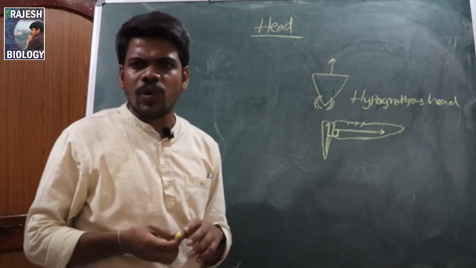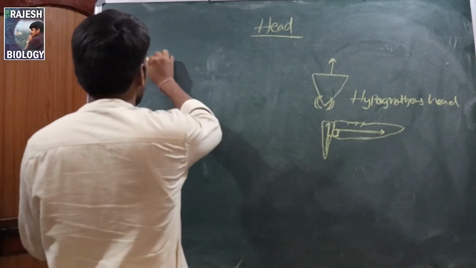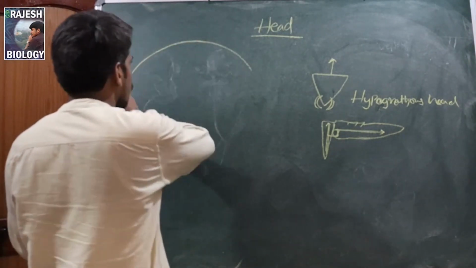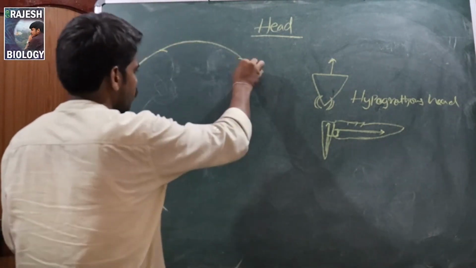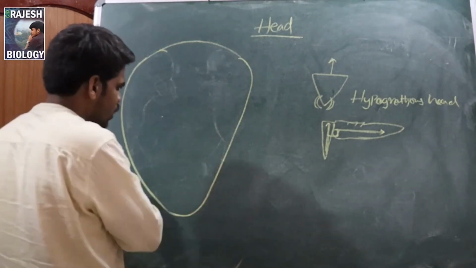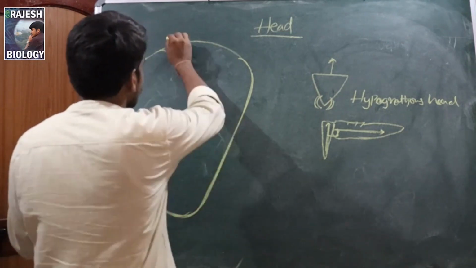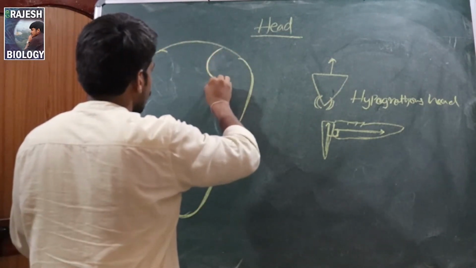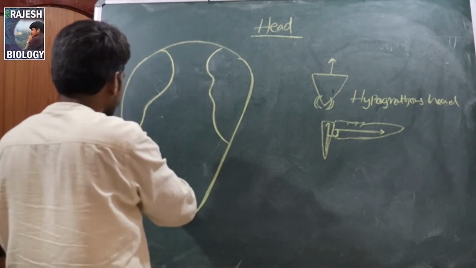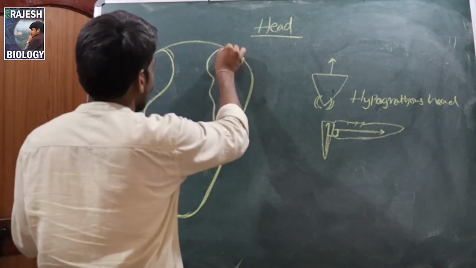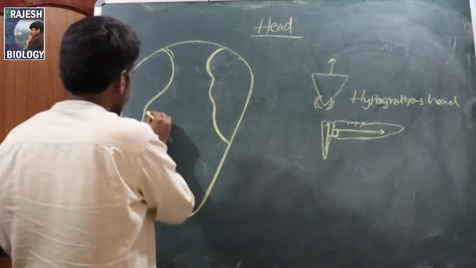And if we want to draw the diagram of the hypognathous head, it looks like this. This is the broader surface of the head of the cockroach, this is the triangular shape, and this is the broader surface. The eyes look like this. These are a pair of compound eyes of the cockroach.